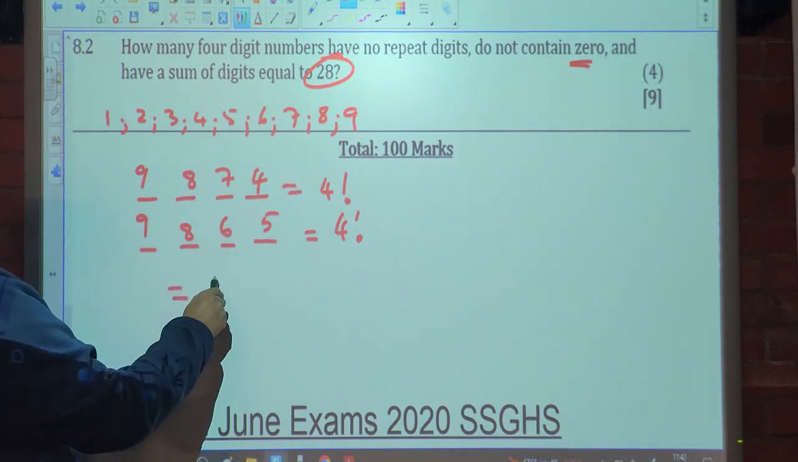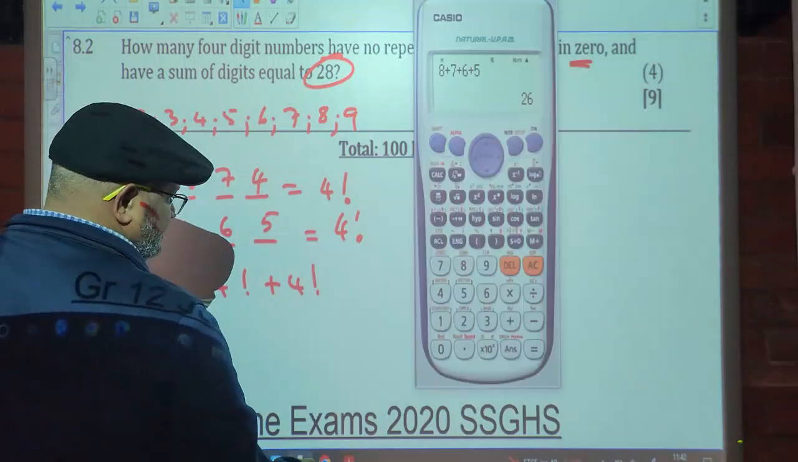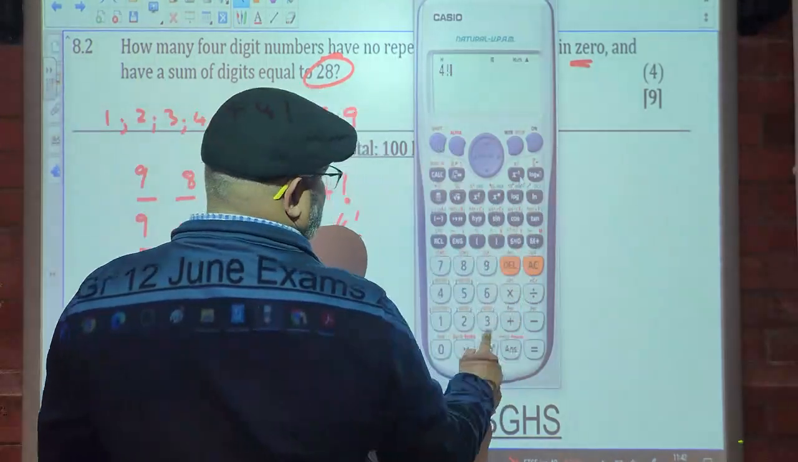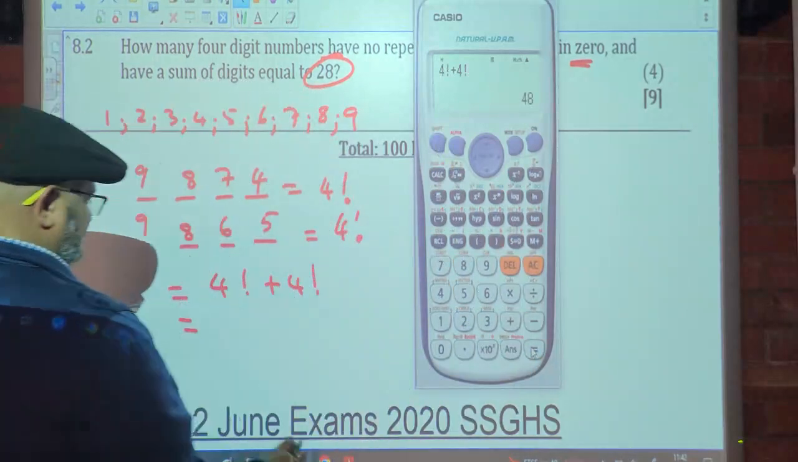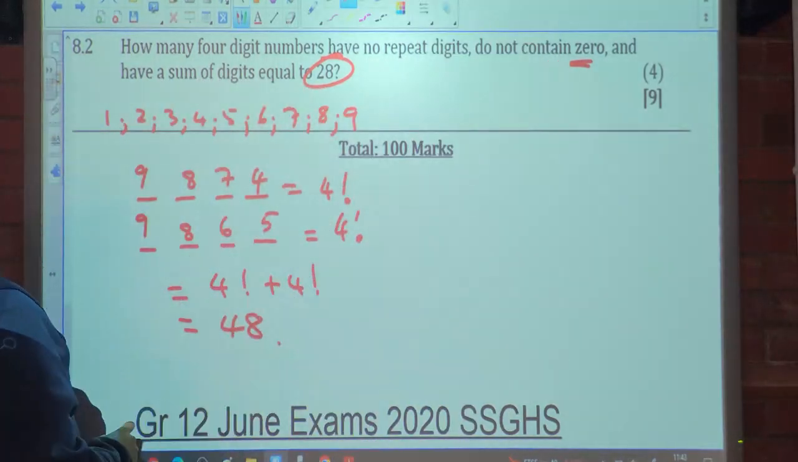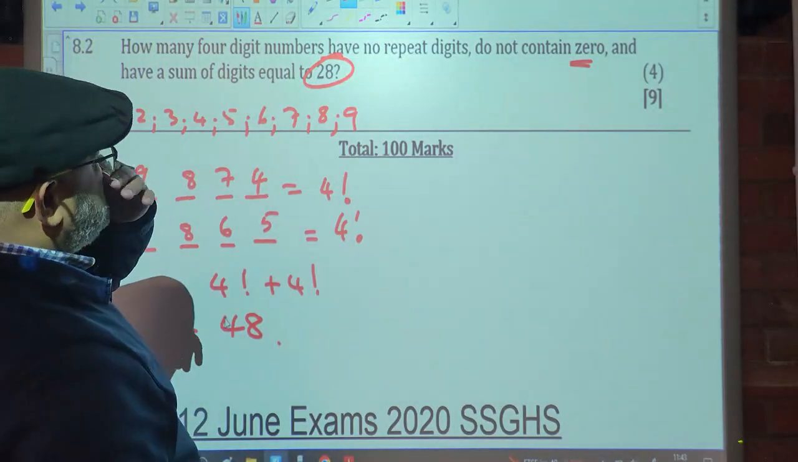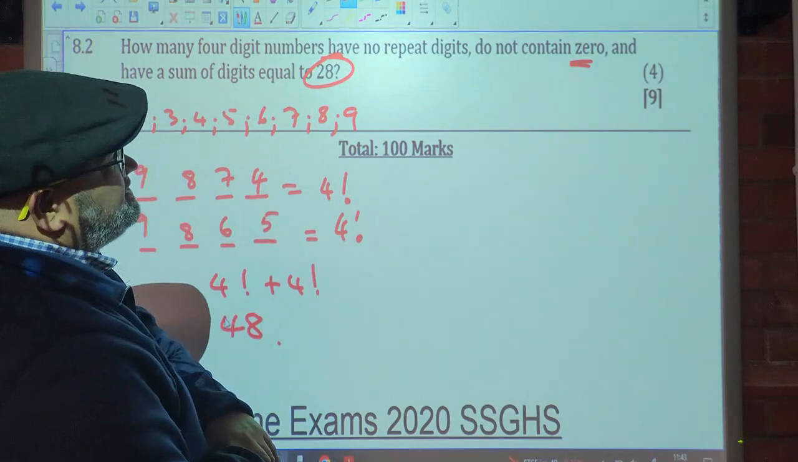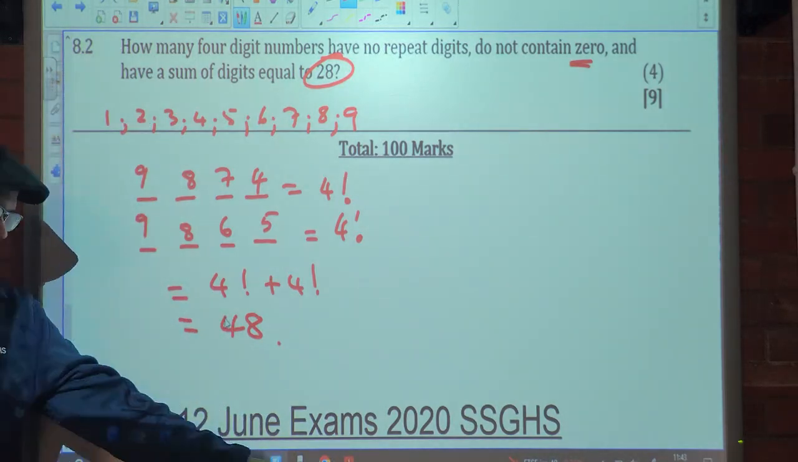So in other words, the total number is going to be 4 factorial plus 4 factorial. So 4 factorial plus 4 factorial gives an answer of 48. So there are 48 such 4-digit numbers that have no repeated digits, do not contain zeros, and have a sum of digits equal to 28.